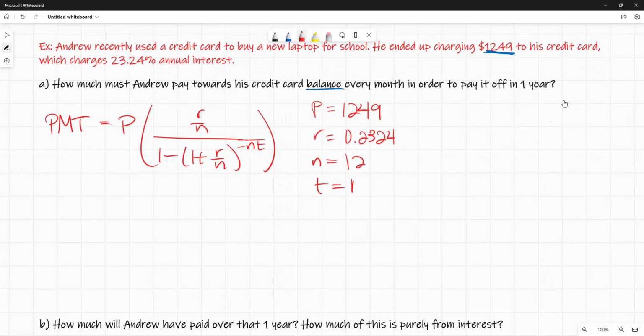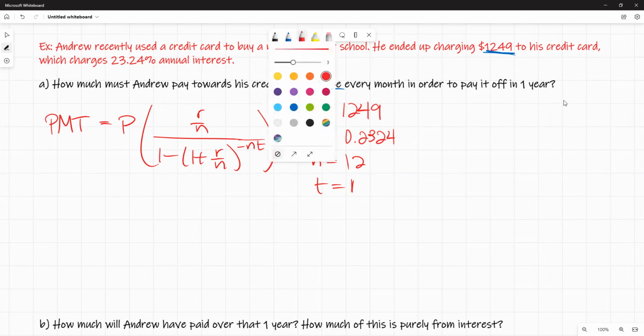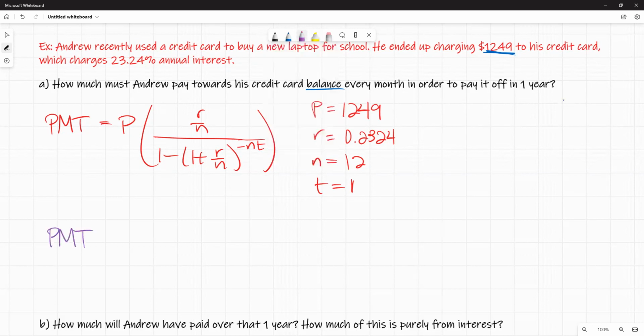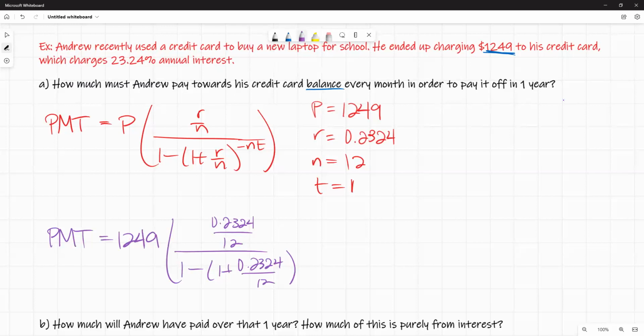Let's write this out. Do it in purple again. So PMT is equal to 1249 times 0.2324 over 12, divided by 1 minus 1 plus 0.2324 over 12 raised to the negative 12. It's just going to be 12 times 1 here. Okay, so that's your setup.